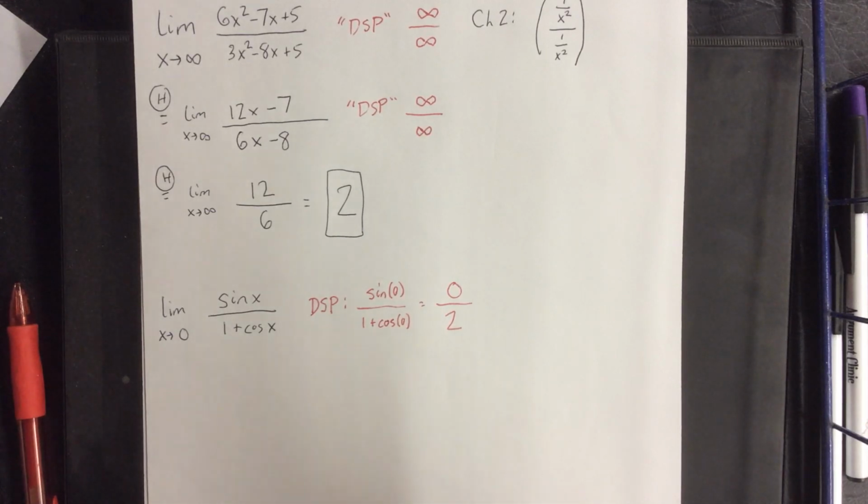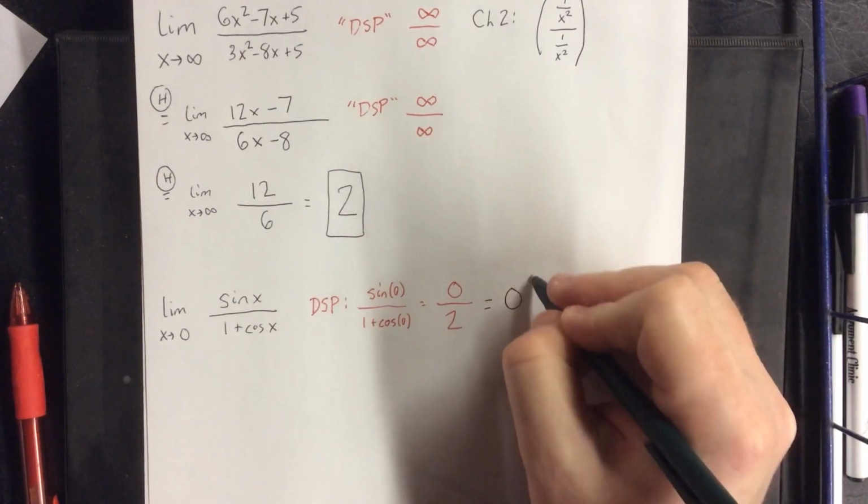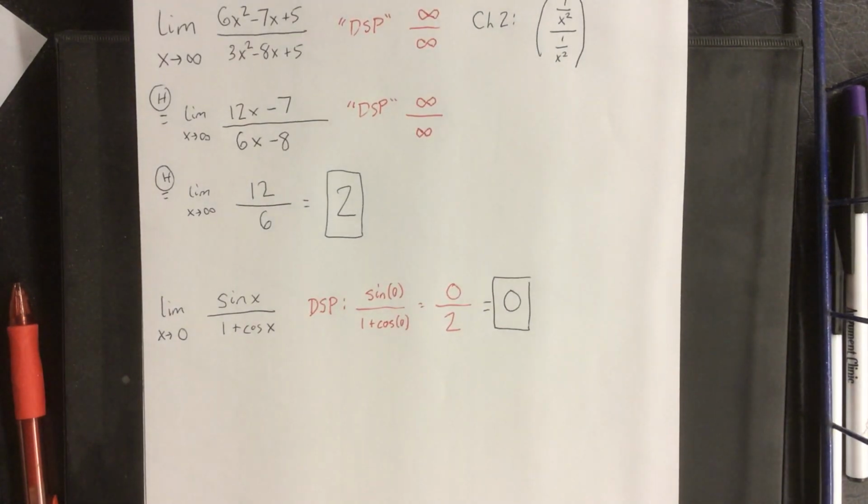Well, you know what? I guess this one isn't indeterminate. This one was just direct substitution property. Now, am I the kind of guy who would try to fool his students with something where you don't actually have to use L'Hopital's rule? Would I do that? Yes. Yes, I absolutely would. Always try the direct substitution property first.